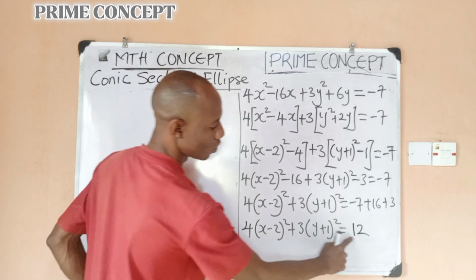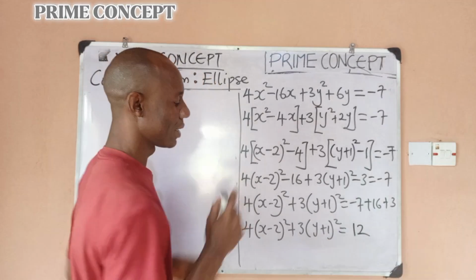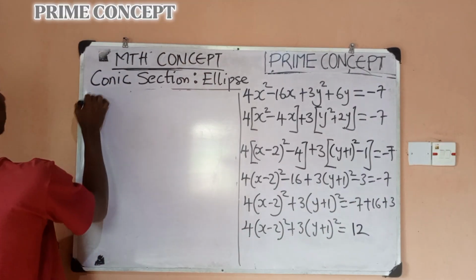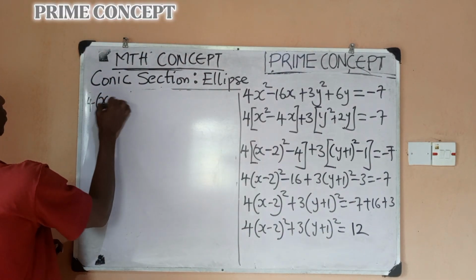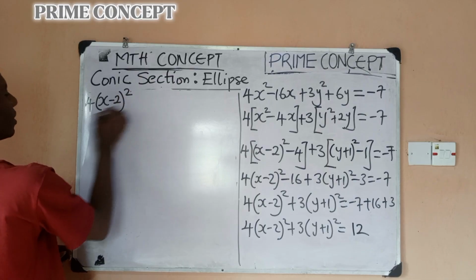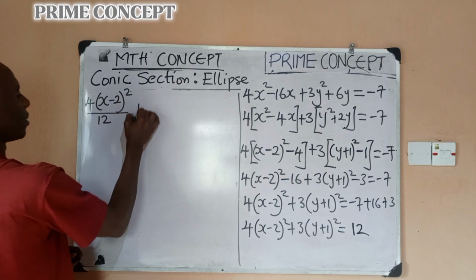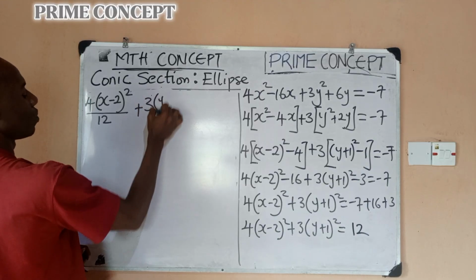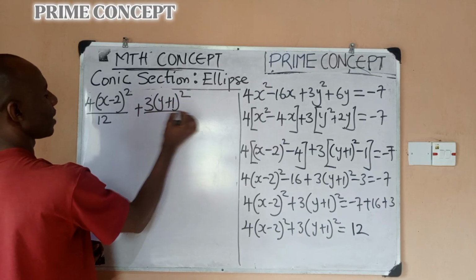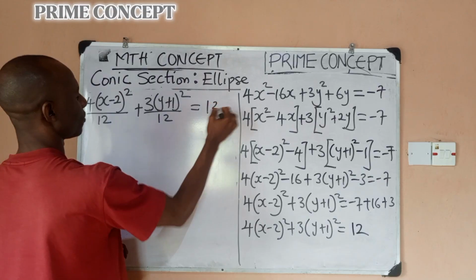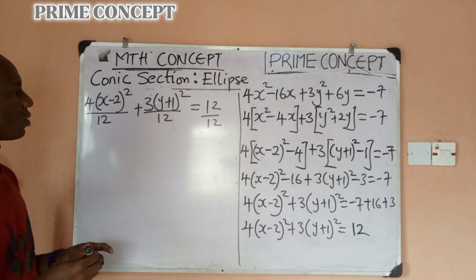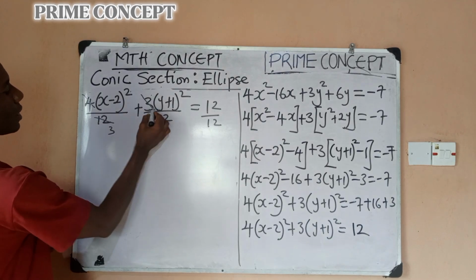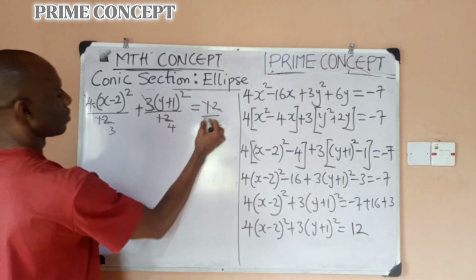Yes. So in order for me to make this right hand side to be 1, I'm going to divide all through this equation by 12. So I'll have 4 into x minus 2 all squared, I'll divide this by 12, plus 3 into y plus 1 all squared, I'll divide this by 12. Then I'll say 12 divided by 12. Now when you do this, you notice that 4 can reduce this to 3. 3 can reduce this to 4. This would go to give 1.